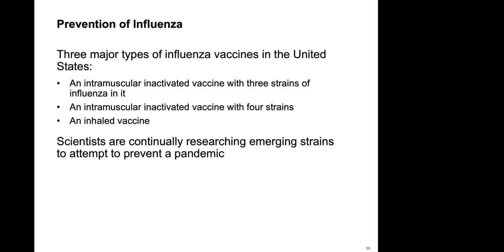Prevention of flu: there are three major types of influenza vaccines in the United States. You have an intramuscular inactivated vaccine with 3 strains of influenza in it, an intramuscular inactivated vaccine with 4 strains, and there's also the inhaled vaccine.